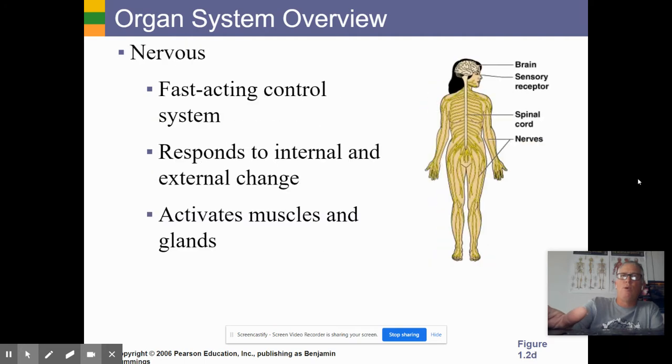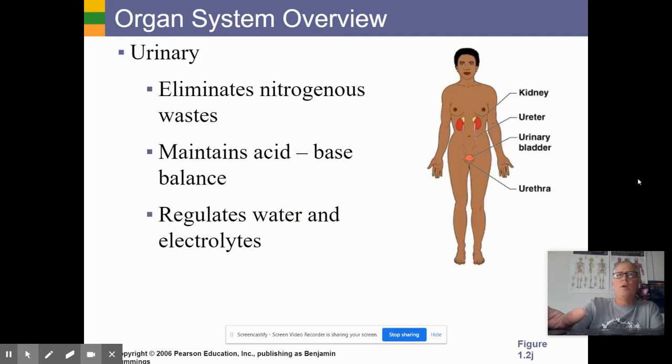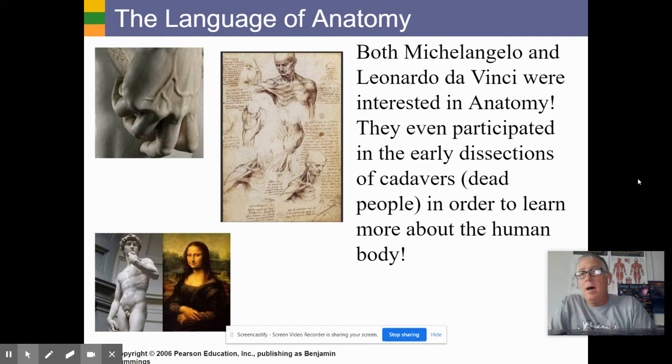I'm going to fast forward through some of these slides. You'll be able to look at those. Those are all different types of organ systems that we will try to get through this year.